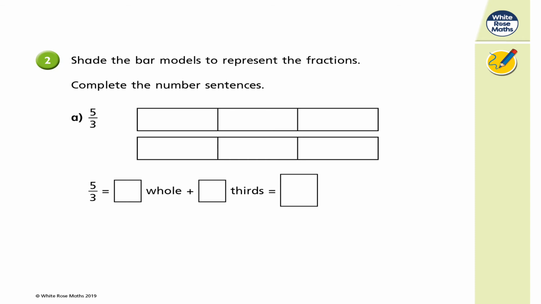Let's go through this again. I've shaded in 5 of those blocks. Okay, so I've shaded in 5. That equals 1 whole one and 2/3, and that equals 1 and 2/3.